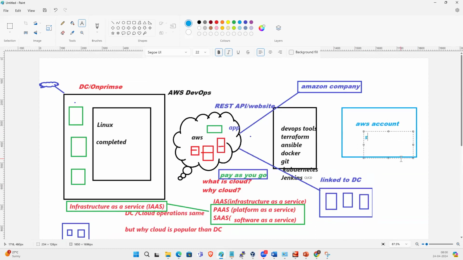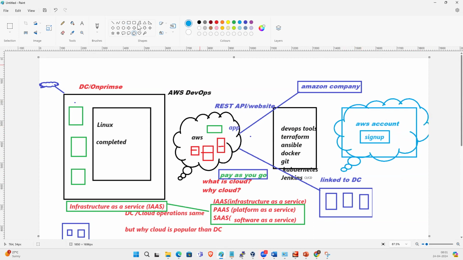You need to sign up for the AWS account, the same way you sign up for a new Gmail or Google account. Because it is an API and a website, you can sign up for the AWS account. This website is called the AWS console. I will show you, guys, no worries. Everything I will show you.